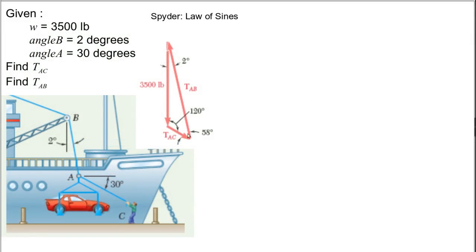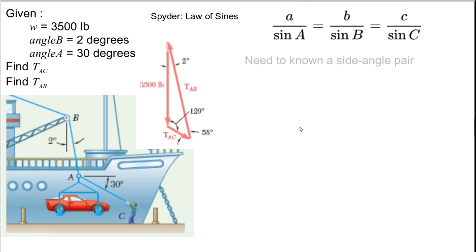We can keep this triangle up here and use the law of sines. Remember the law of sines. You probably learned it as a over sine A, b over sine B equals c over sine C. So to use the law of sines, what we really need is a side-angle pair. And if we look at our triangle, we know W, the weight is 3,500 pounds.